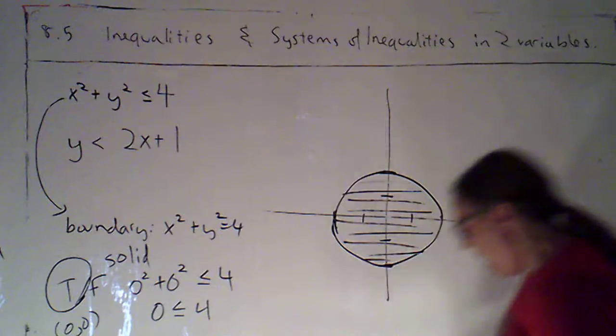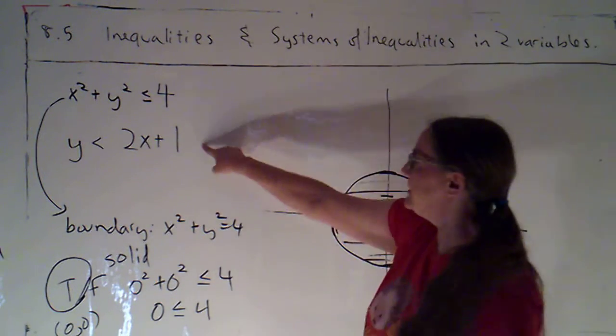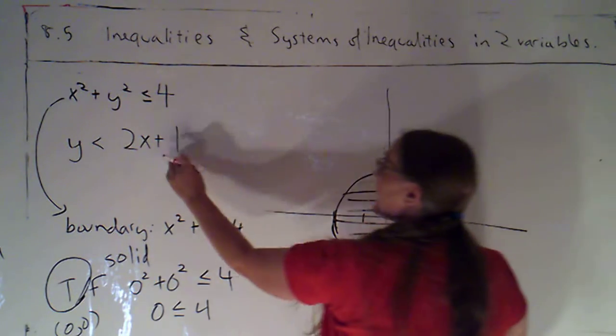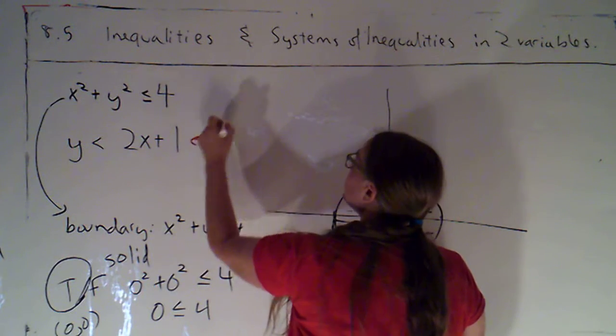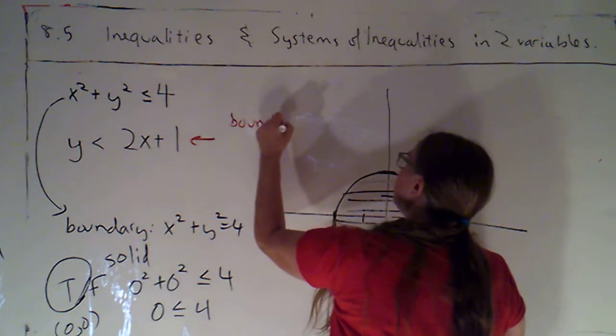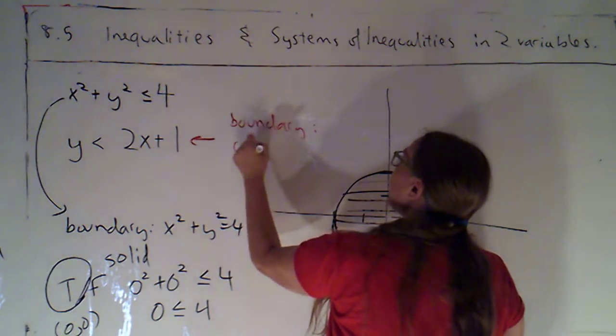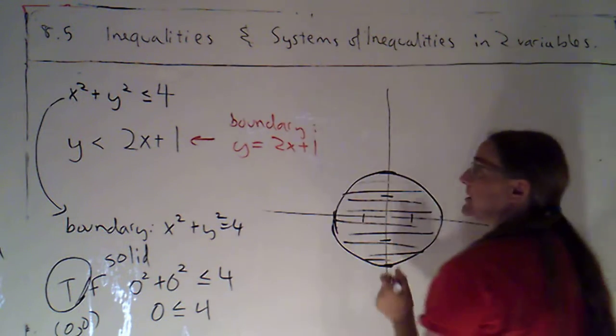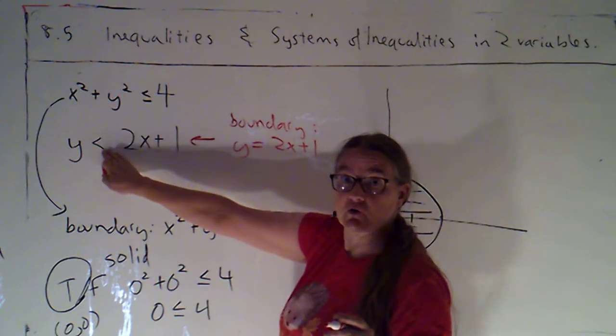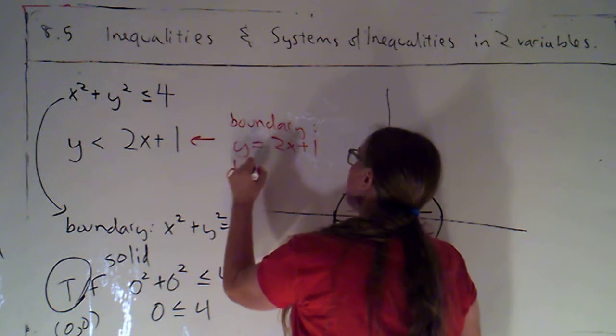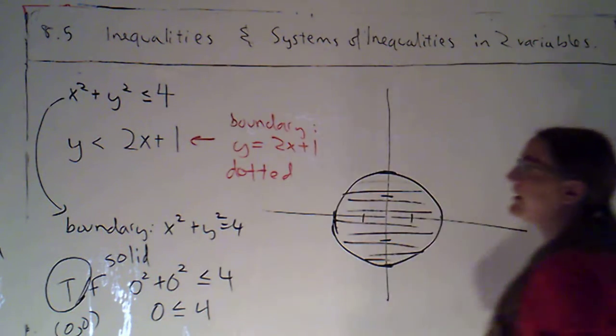Okay, our next inequality is the linear one, y less than 2x plus 1. My boundary there will be the line y equals 2x plus 1. And because that's a strict inequality, that's going to be a dotted line.